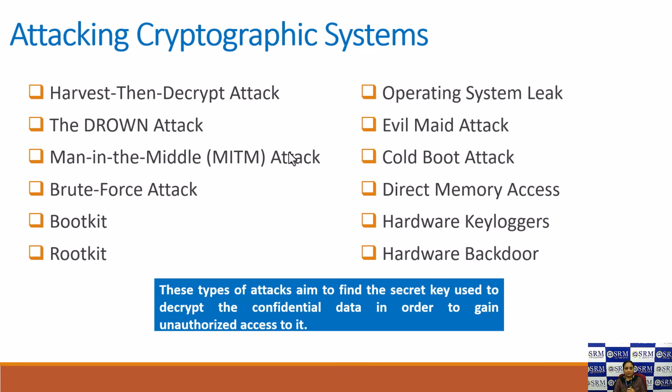If you could see here, there are 12 topics and we are going to discuss them one by one. These types of attacks aim to find a secret key used to decrypt the confidential data in order to gain unauthorized access. So I say that we have encrypted using BitLocker, but still a hacker has a chance or a method to decrypt it with a key. How is it possible? Let us see one by one.